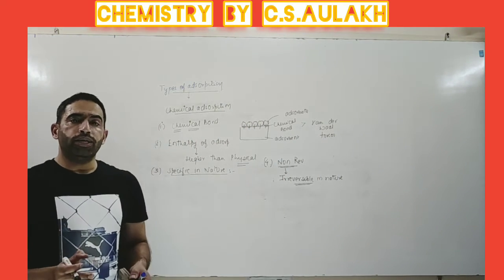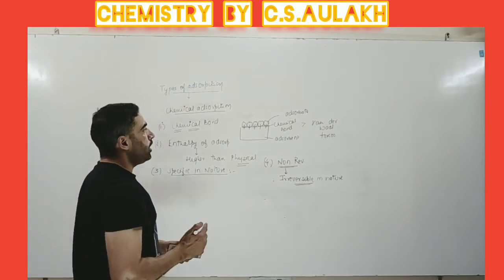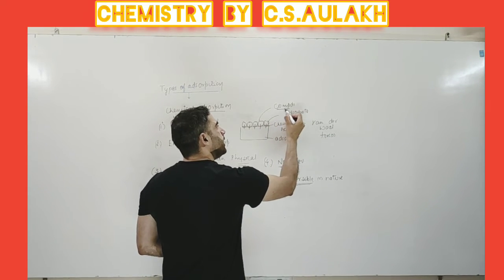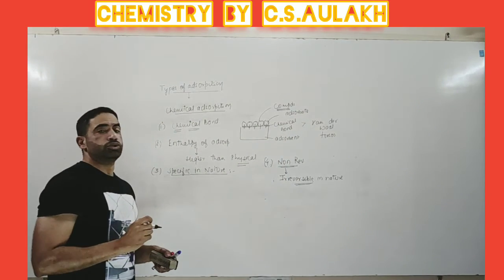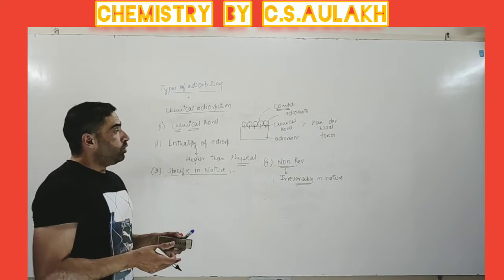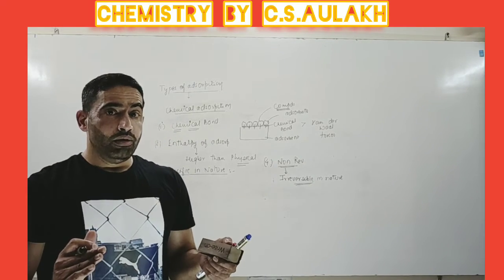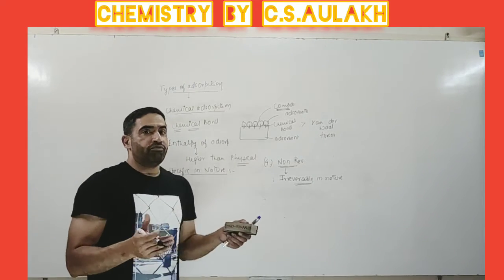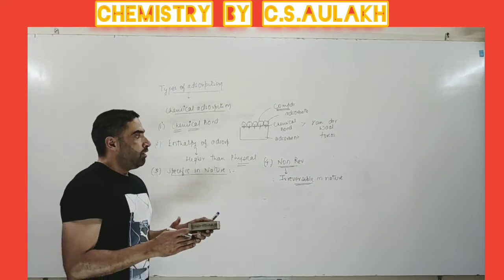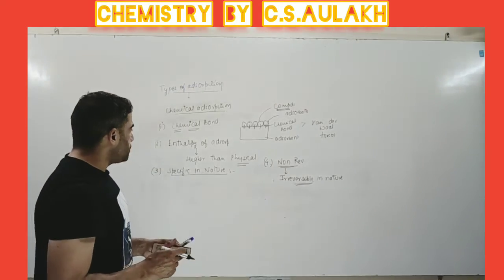Because when the adsorbate reacts with the adsorbent, there is the formation of a new compound over the surface. Due to the reaction between adsorbate and adsorbent, there is the formation of a compound over the surface of the adsorbent. So the nature of chemical adsorption becomes irreversible, because the compound once formed will get deposited over the surface of the adsorbent. So we can't reverse the chemical adsorption by increasing temperature. So this is irreversible in nature.